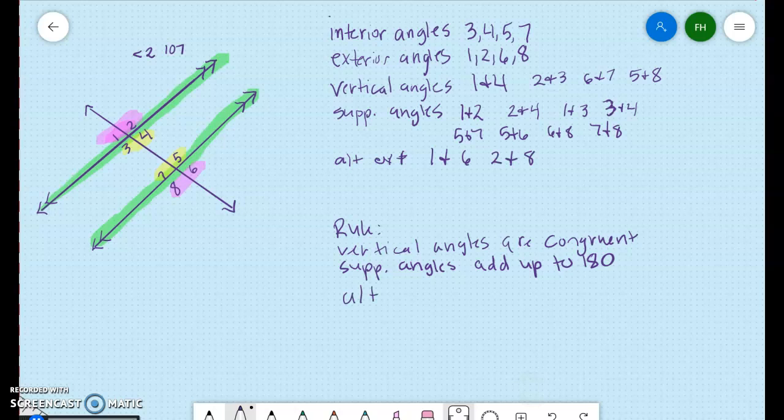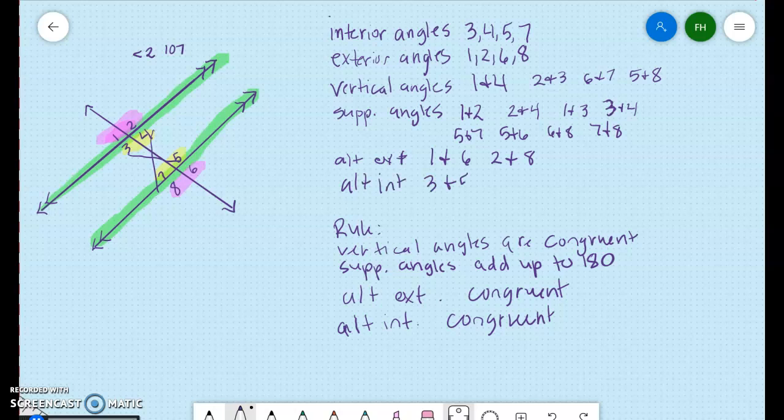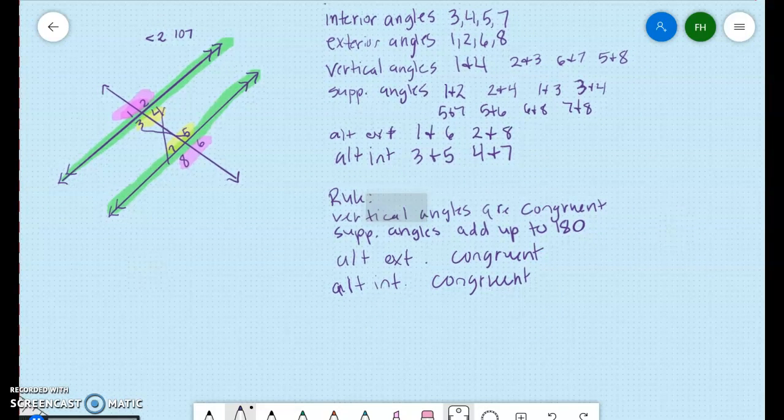And alternate exterior are congruent. And alternate interior are congruent. So our alternate interior would be inside the fence. So in the yellow, draw an X. So our alternate interior would be 3 and 5 and 4 and 7. Okay, so that'll kind of help you learn some of the rules.